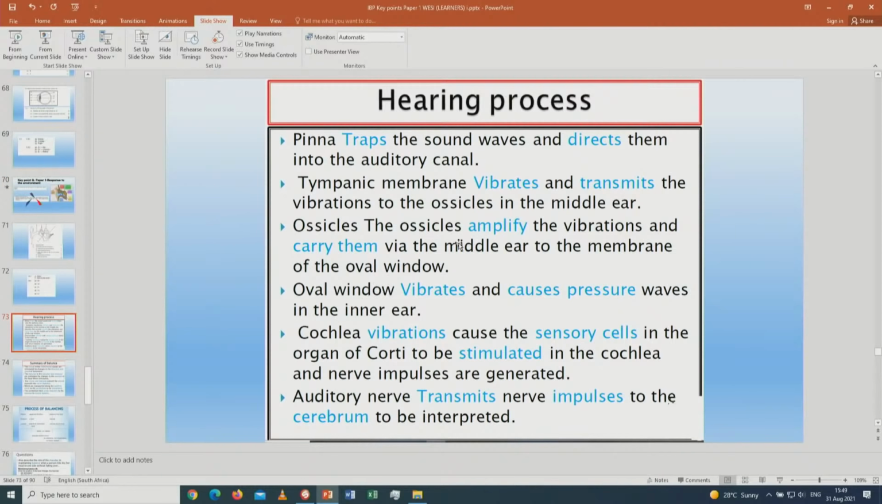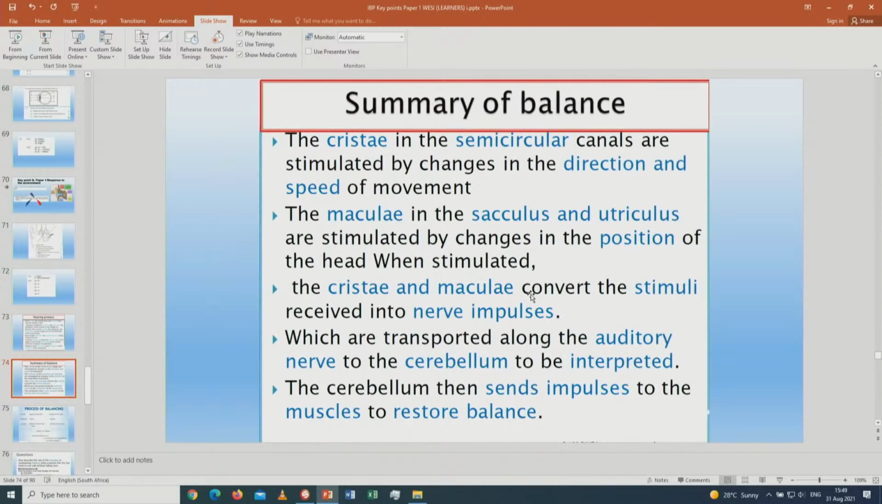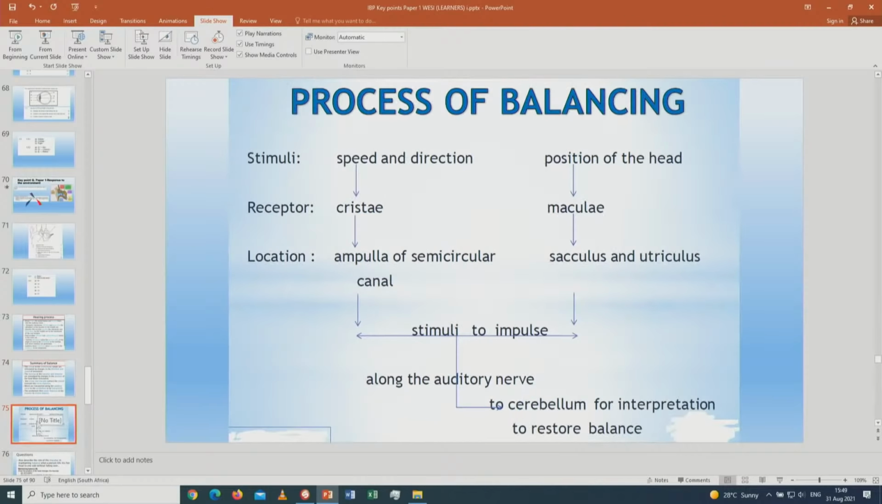Okay, and then this is a summary of hearing. I know that you don't have a problem with this one. And then balance is a problem. So please just make sure that you drill this. This is the summary of balance, please. And then we have a flow diagram here.